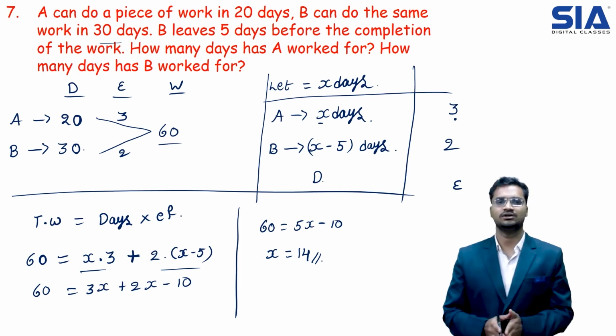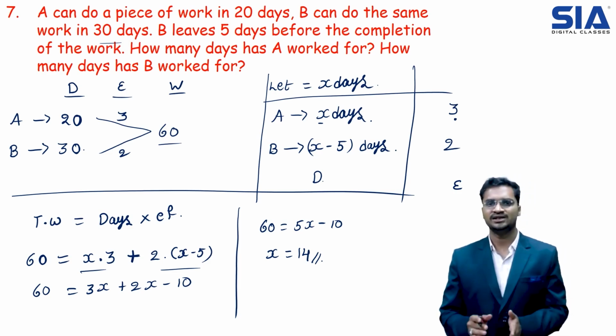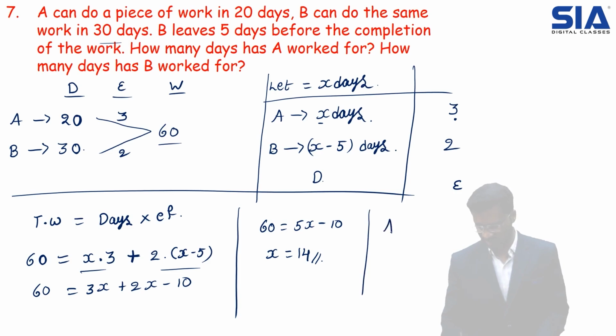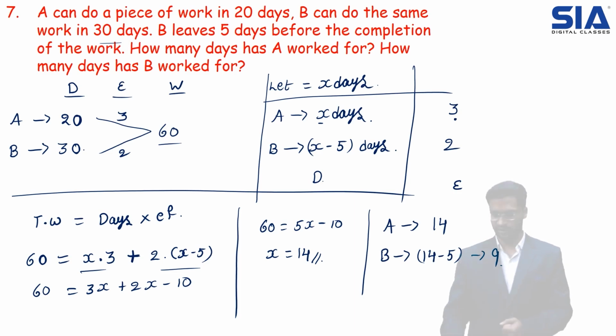Now in this question, what did he ask? How many days did A work? So A has worked for X days, which is 14, and B has worked for 14 minus 5 days, which is 9 days. So A has worked for 14 days and B has worked for 9 days. So our answer is 14 and 9.